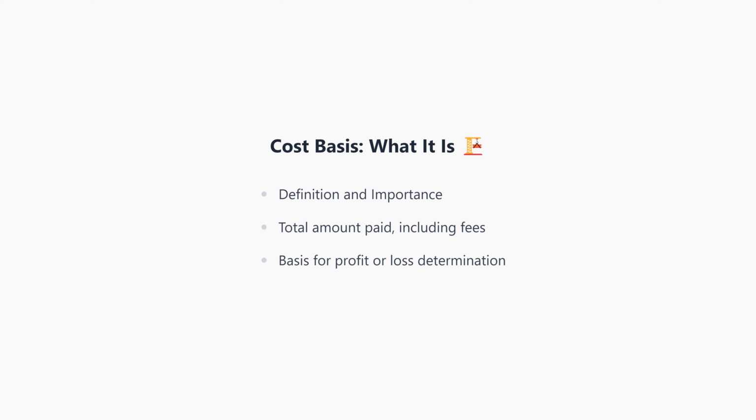Let's start by understanding what the cost basis is. Your cost basis is essentially the original value of an asset at the time of purchase. This value includes all costs like commissions and fees. When you eventually sell this asset, your profit or loss is calculated by subtracting your cost basis from the sale price. It's a fundamental concept, crucial for determining your capital gains or losses.